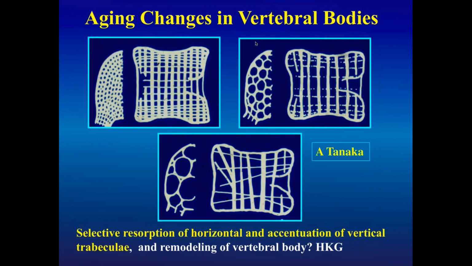Some work by Tanaka illustrates the evolution of changes as a function of aging in vertebral bodies. These would be a sagittal rendering. This is the axial or cross-sectional rendering of a young individual's vertebrae. Then with increasing age, we see the resorption of the horizontal trabeculae, accentuation of the vertical trabeculation, and a progressive sagging of the end plates. This would be in the lumbar spine, but in the thoracic spine, this could lead also to an increase in the wedging, mild wedging deformity prior to overt fracture.